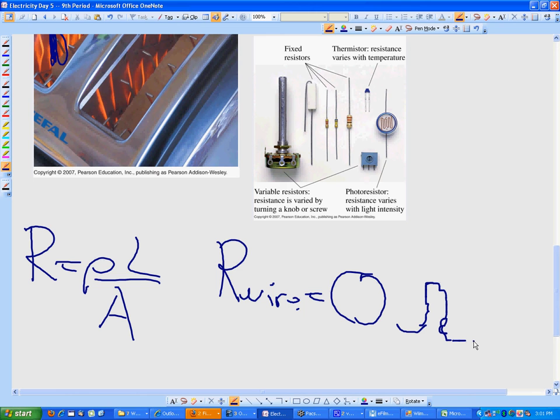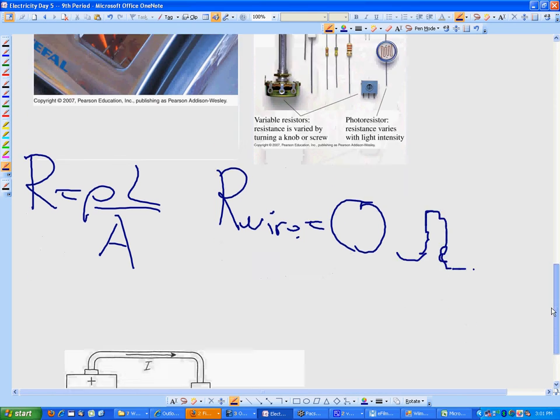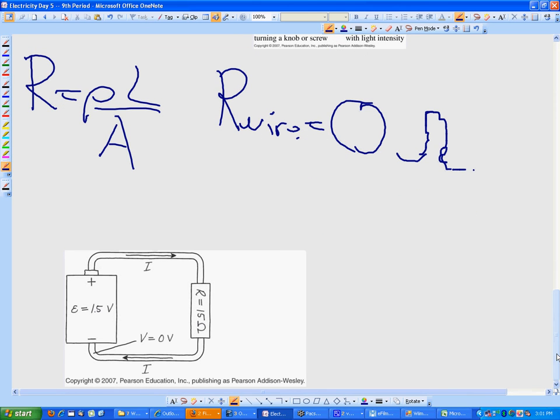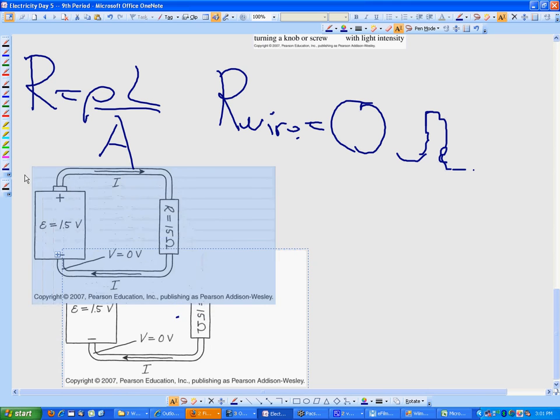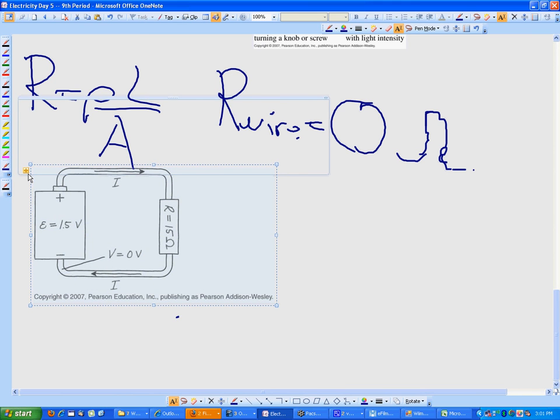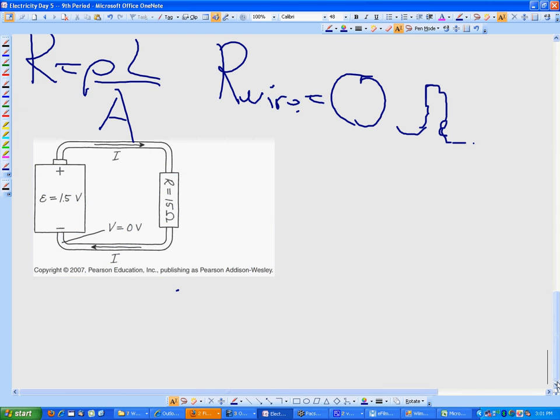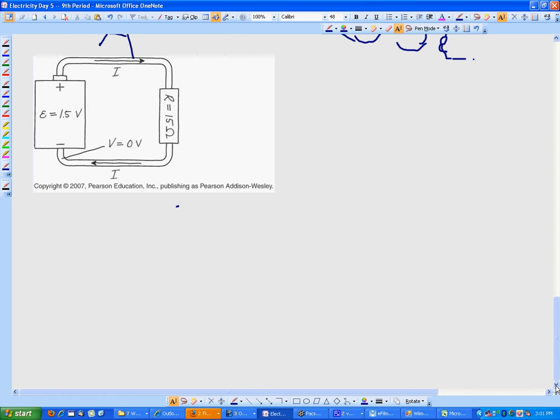Okay. We're trying to do this little problem your book has. Pretty exciting. Here's a simple circuit in your book. It's got a battery and a resistor in it. There's a very simple circuit.